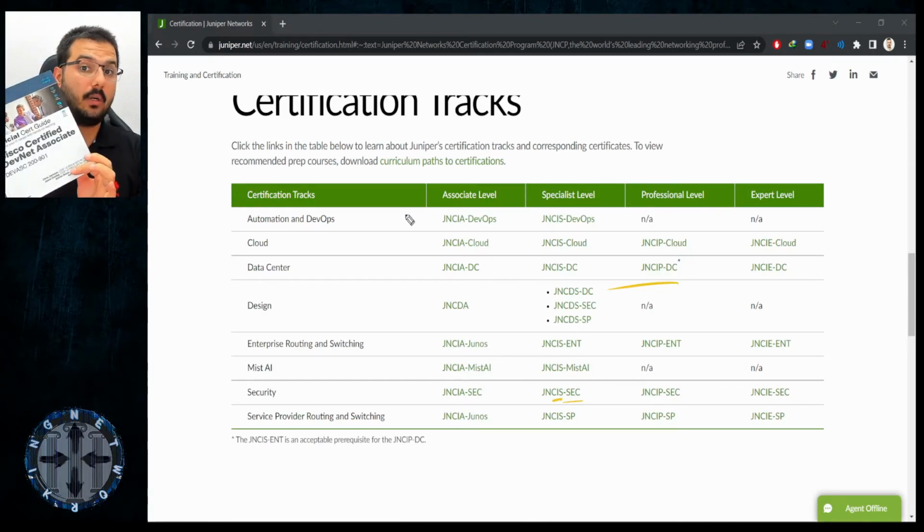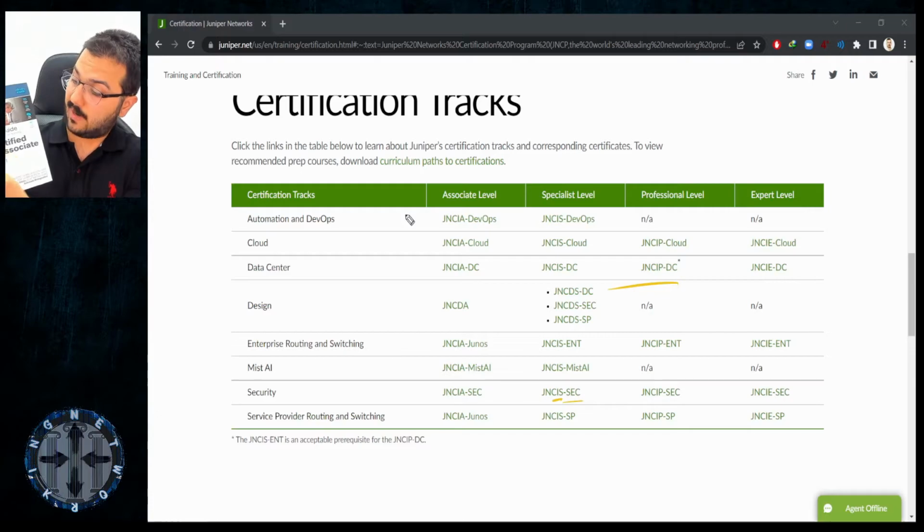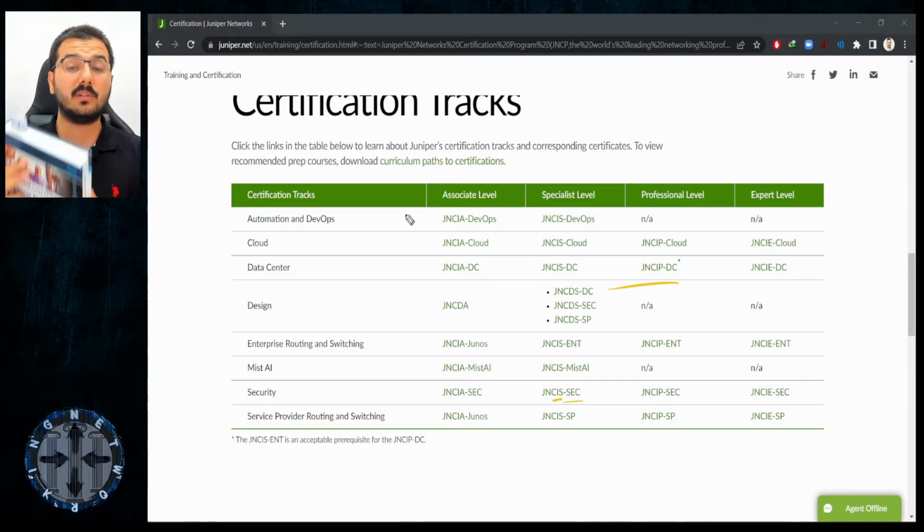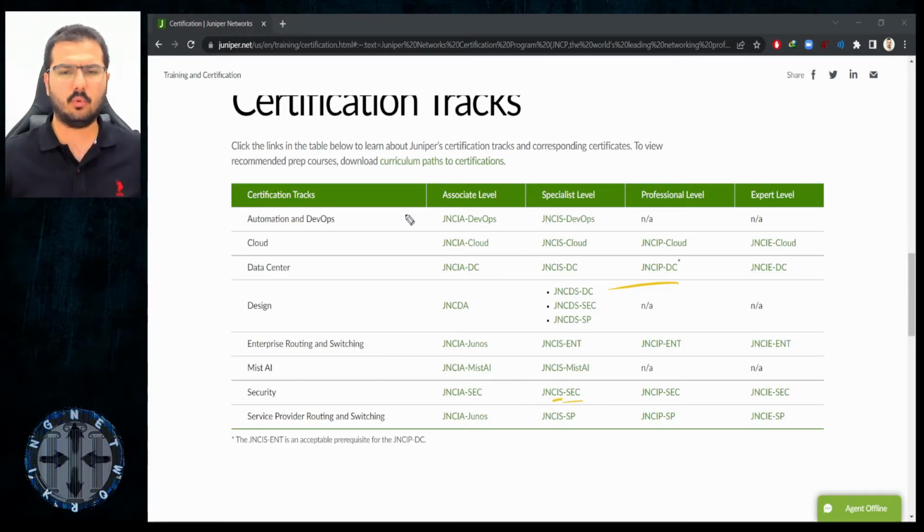A book per exam, like Certified DevNet Associate, with the same code, 291. Done. Is it useful? It's super useful. It helped me a ton to pass the exam that I passed 2-3 years ago with that book. So the idea is they provide it in that way. Juniper has no books per exam. What do they have? They have only trainings per exam.